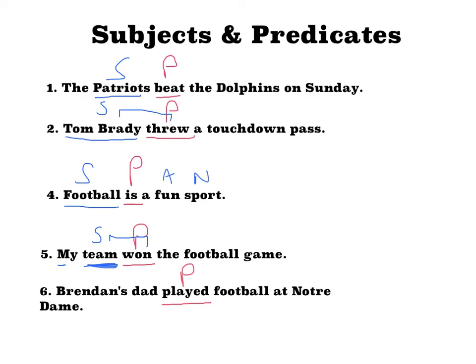All right, good. If you identified dad as the subject in this sentence, then you got this right. So even though it may look like it's Brendan, Brendan's not the subject in the sentence because Brendan didn't play football at Notre Dame. It's Brendan's dad who played football at Notre Dame. Again, remember the subject and the predicate go together. They're kind of connected. All right?